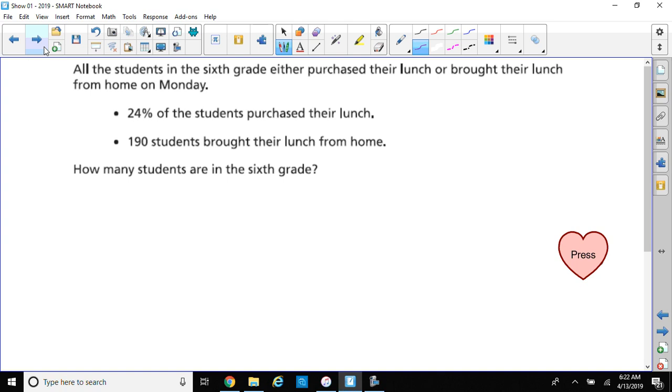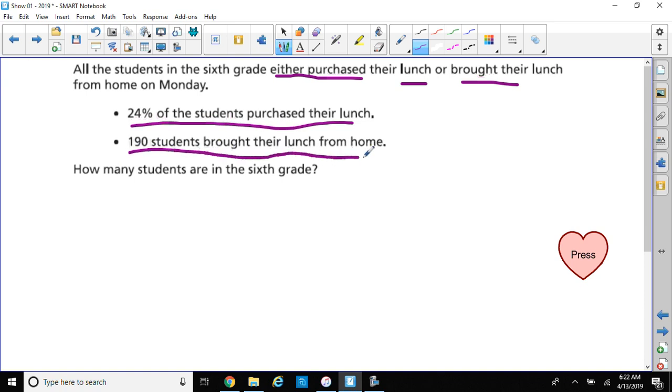So let's get started. All the students in the 6th grade either purchased their lunch or brought their lunch from home on Monday. 24% of the students purchased their lunch. 190 students brought their lunch from home. How many students are in the 6th grade?